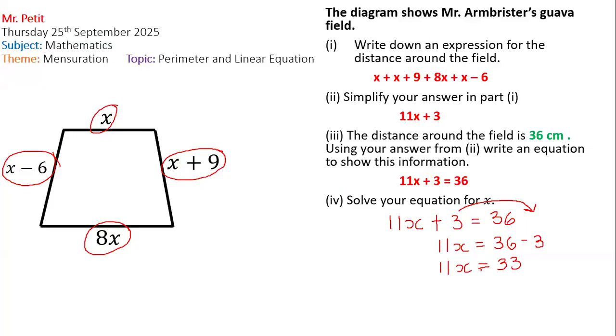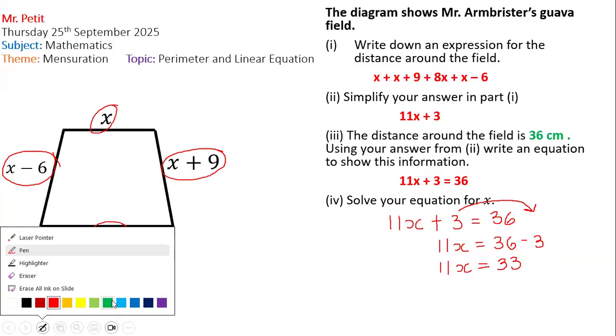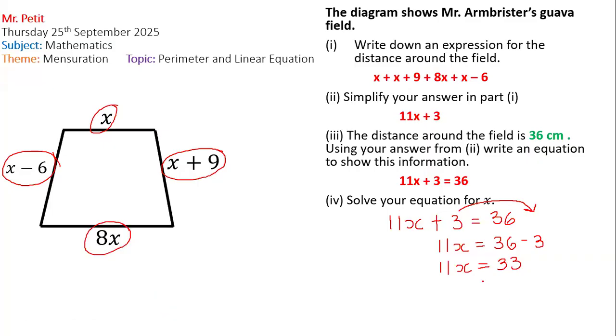So we have 11x is equal to 33. What are we going to do at this point? We're going to divide by 11 on both sides. Very good. So why are we dividing by 11 on both sides? Because we're trying to find x by itself. Very good. And since the operation between 11 and x is multiplication, we do the opposite of that.